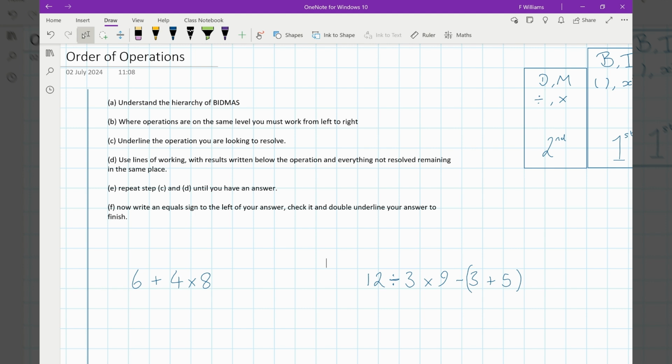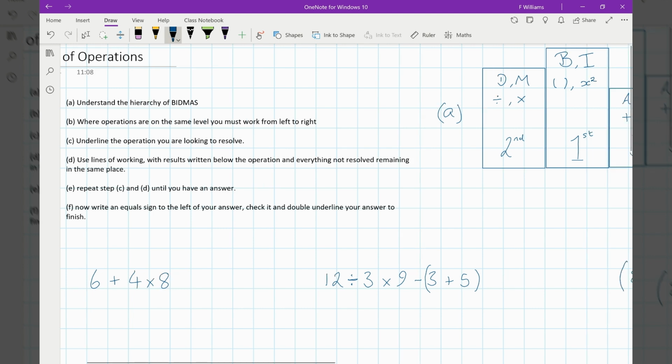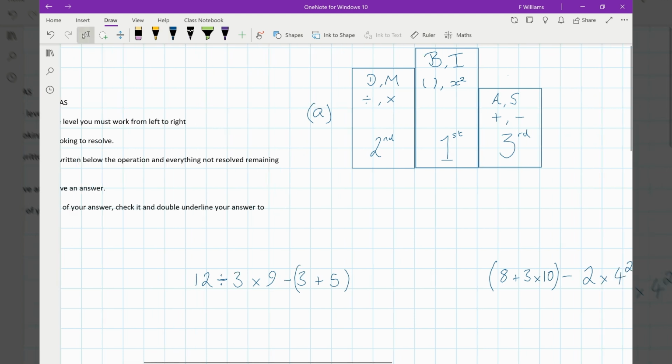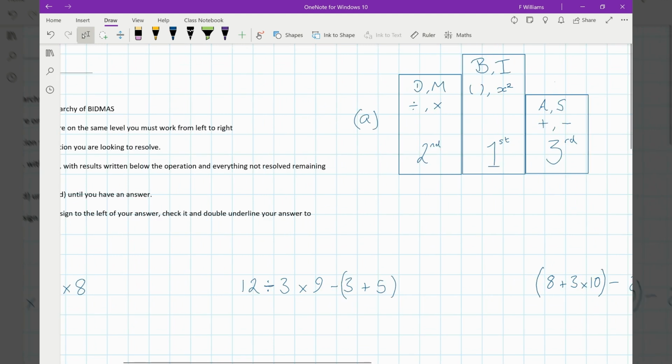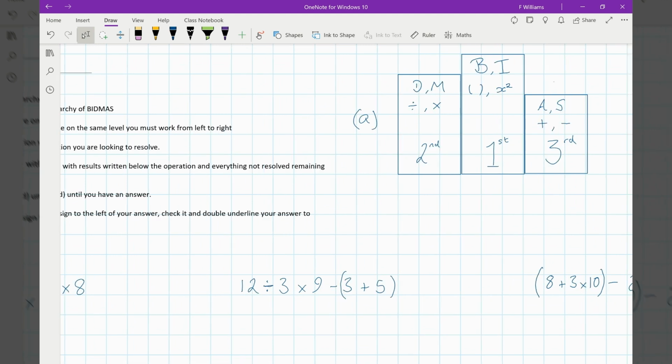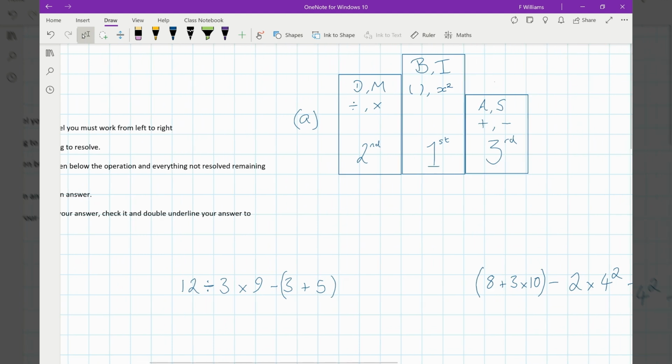So first of all, A, over here, I'm going to write A. This is what we must understand. We need to understand the hierarchy of BIDMAS. So what I mean by that is the order in which we have to do operations. So we have something called BIDMAS, and B and I are the most important things. They're the first things we must sort out.